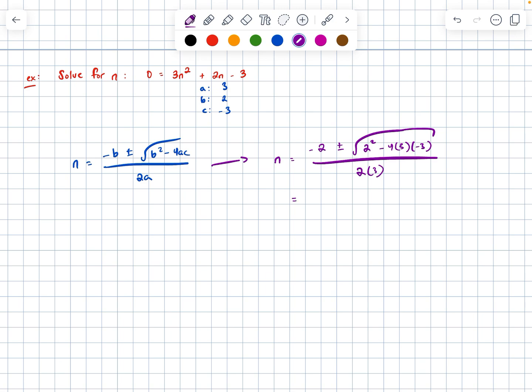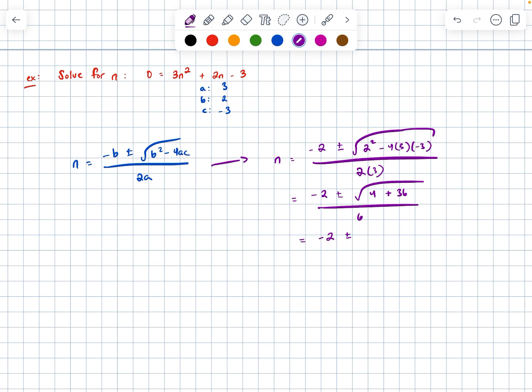From here, let's simplify that stuff on the right. Well, I've got negative 2 plus or minus the square root of 2 squared, which is 4. Negative 4 times 3 is negative 12. Times negative 3 should get me positive 36, all over 2 times 3, which is 6.